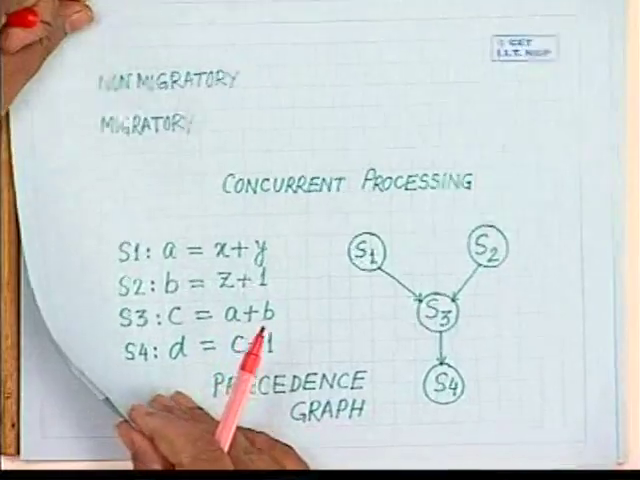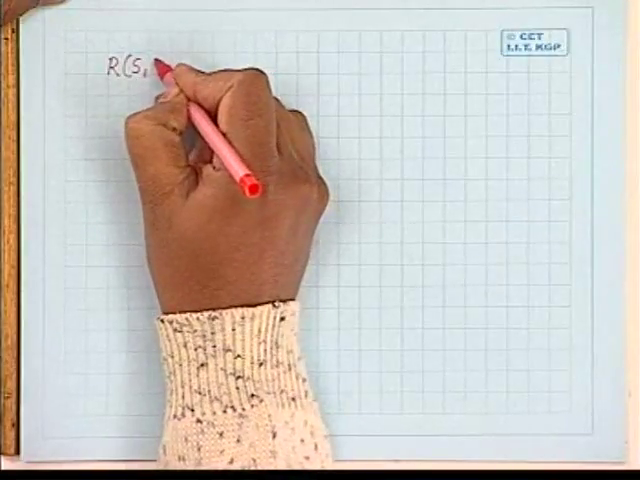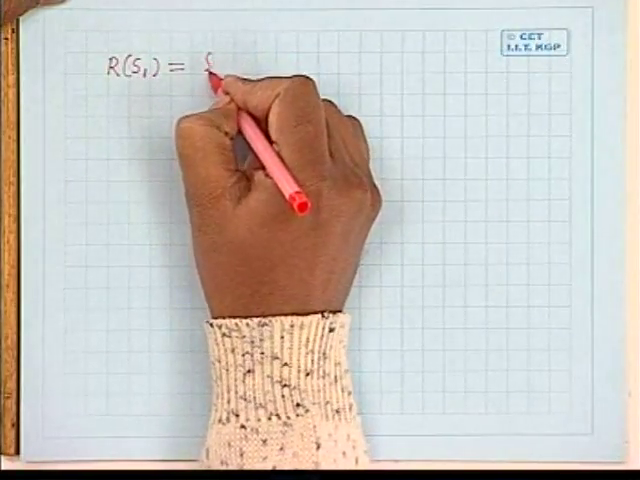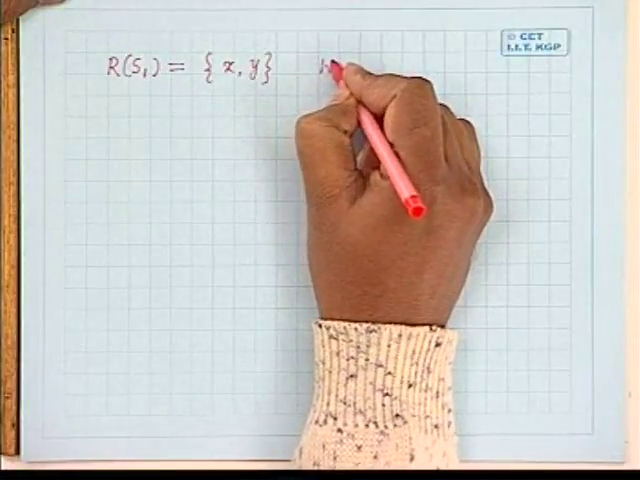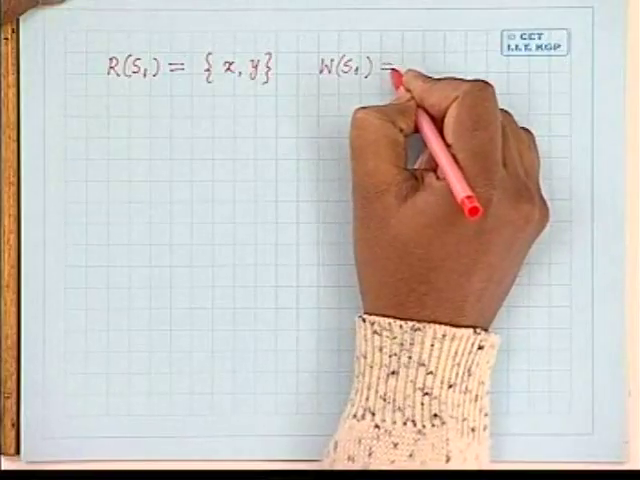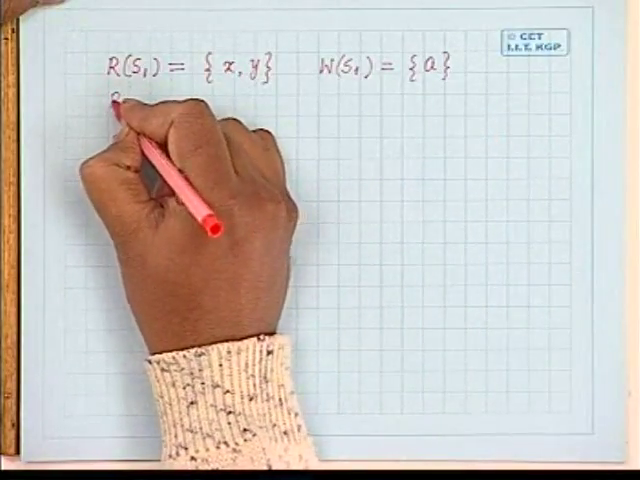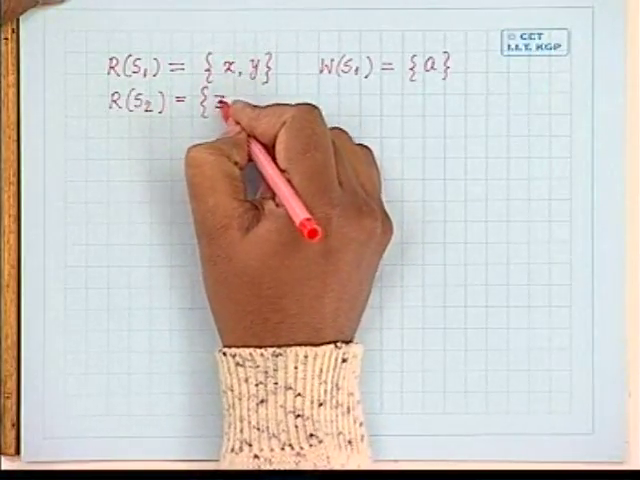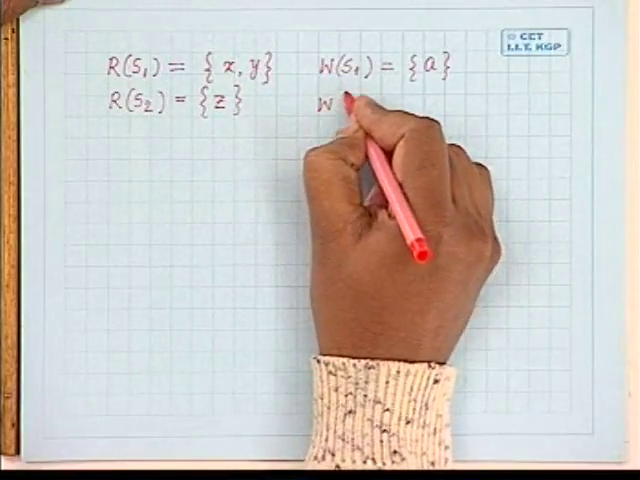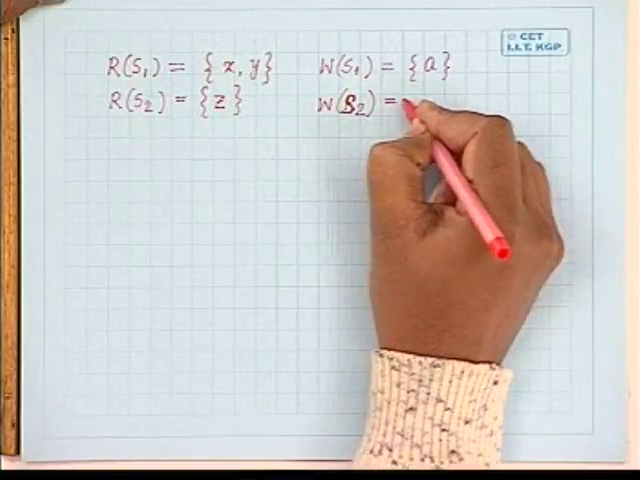Okay. So accordingly, we can have the read set and write sets of these variables as read set of S1 is X, Y. Okay. Whereas write set of S1 is the variable A. Right. Read set of S2 is variable Z. Write set of S2 is the variable B.